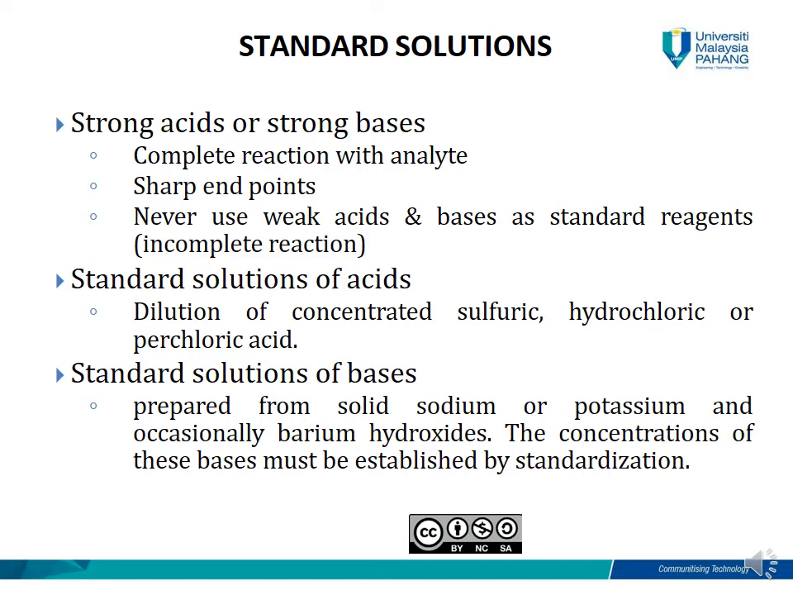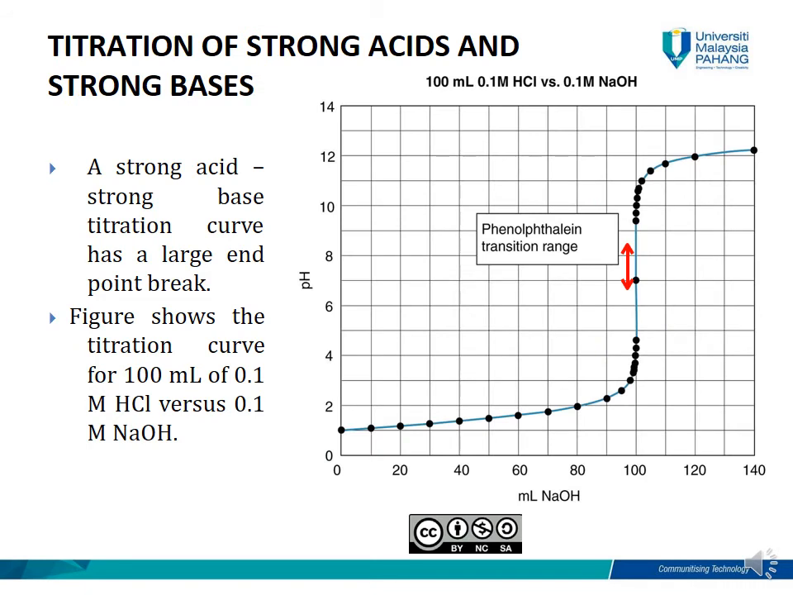For standard solutions of acids, for example, a dilution of concentrated sulfuric acid, hydrochloric acid, or perchloric acid. Another example is solutions of bases like sodium, potassium, or barium hydroxides. So this is one kind of strong base. Here is the titration of strong acid and strong base.